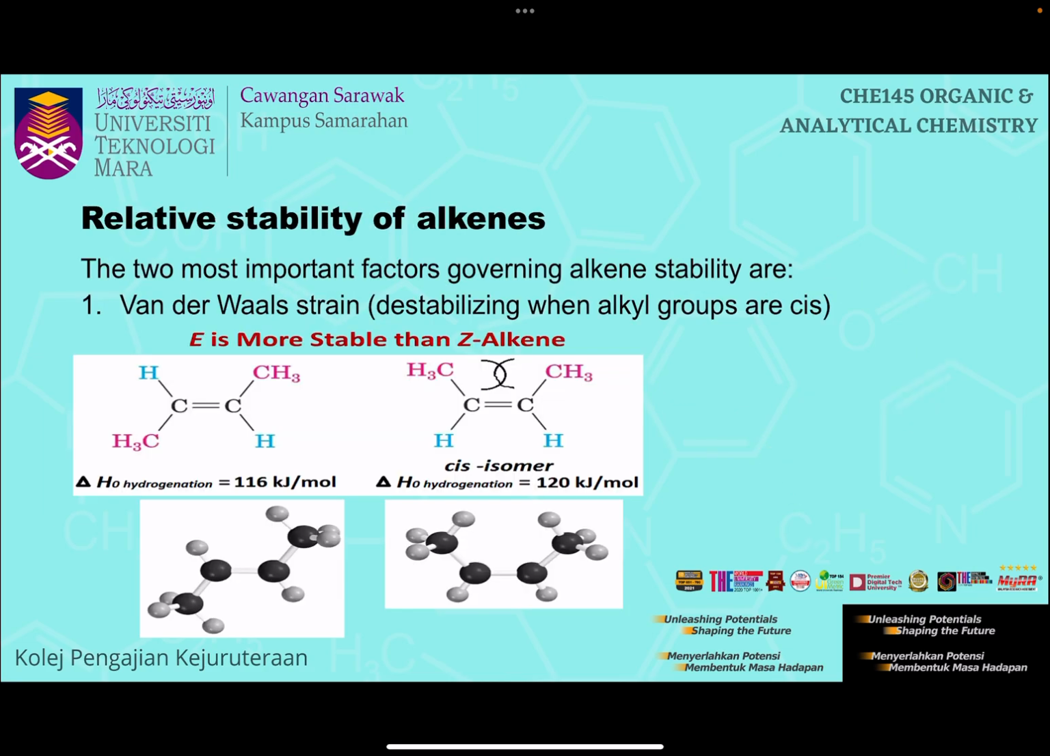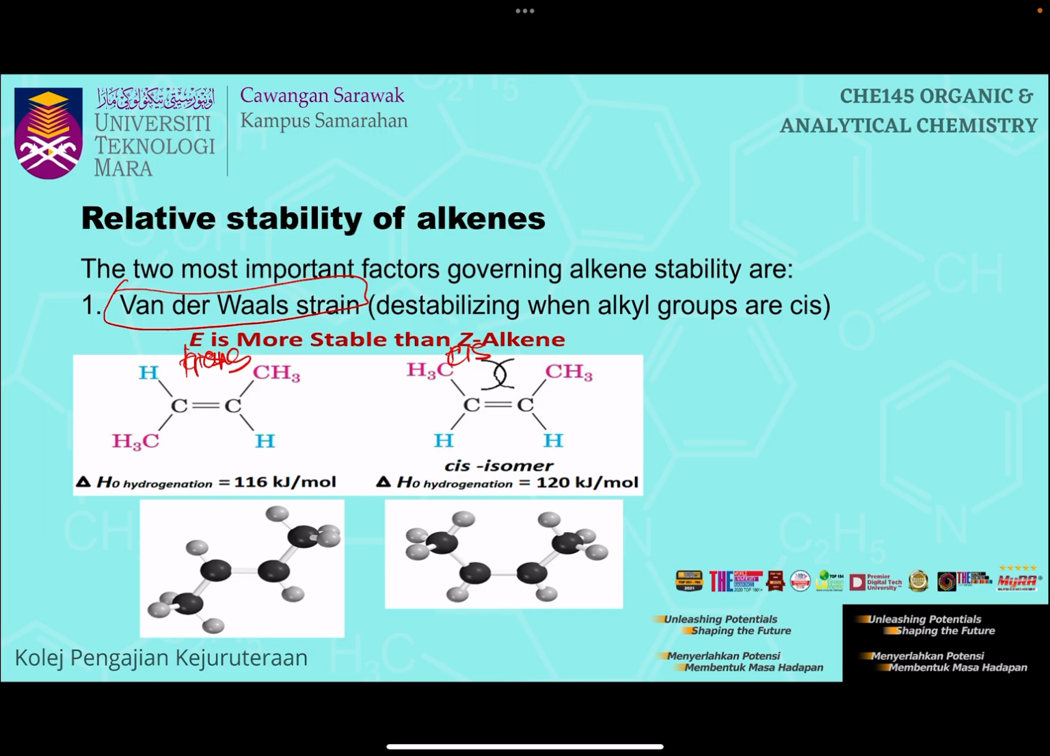Okay. So when you have cis and trans, this will affect the stability of the alkenes. So what is most important? Cis is more stable. Trans is more stable than cis. Okay. Two most important factors governing alkene stabilities are the van der Waals strain, destabilizing when alkyl groups are cis.